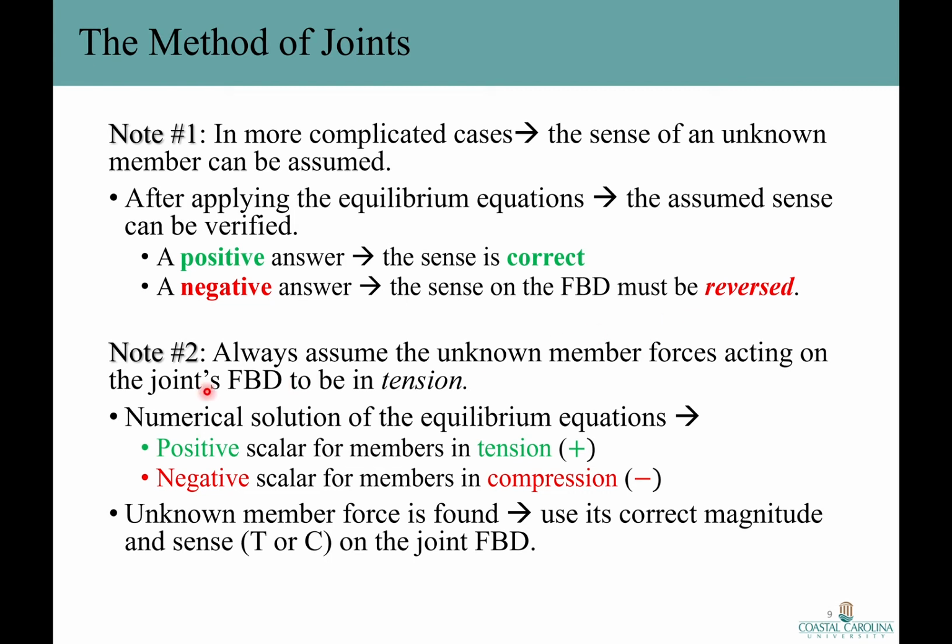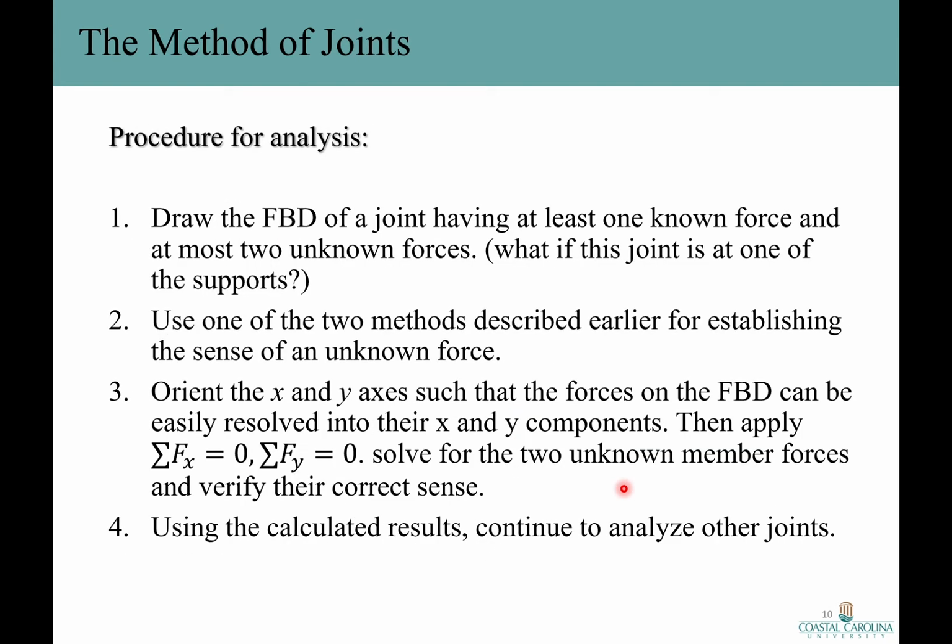And note number two, always assume the unknown member force acting on the joint's free body diagram to be in tension, or the forces pull on the pin. If this is done, the numerical solution of the equilibrium equation will yield positive scalars for members in tension and negative scalars for members in compression, so we won't be confused, all right? And then once the unknown member force is found, use its correct magnitude and sense in terms of tension or compression on the joint free body diagram, so you won't be confused in your further calculation for the rest of the joints. Okay, let's review the procedure for this analysis, and then we'll have an example together.